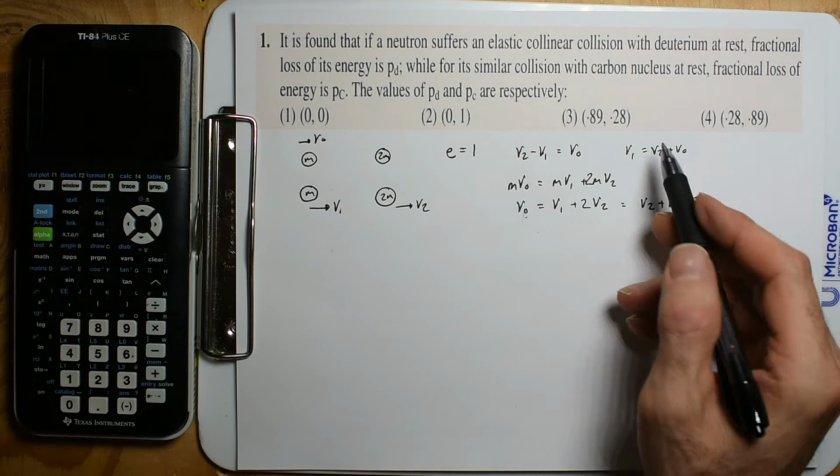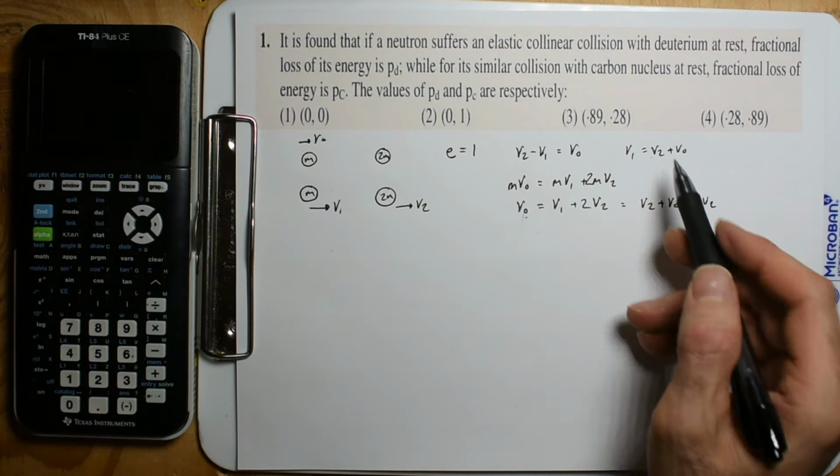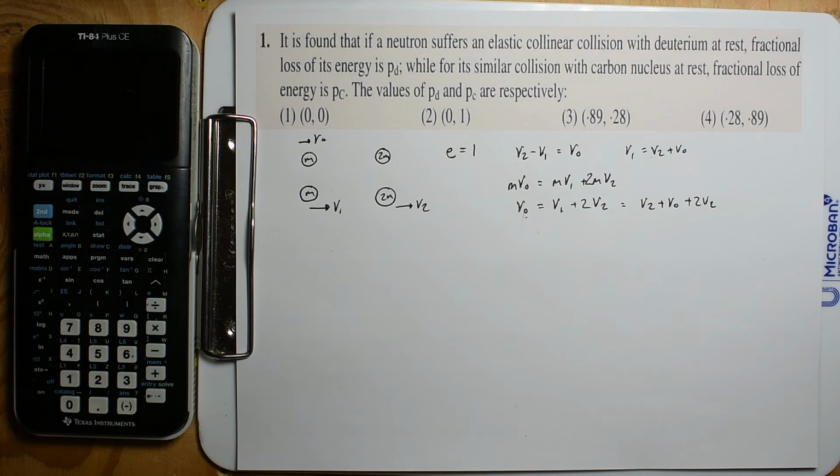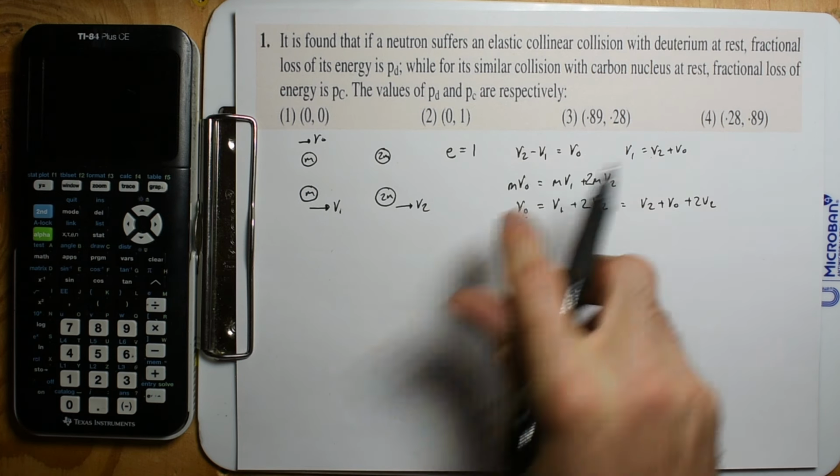I feel like I'm making a mistake here. Because v1, never mind. Yeah, if we solve for v1, that's going to be v2 minus v naught. Sorry about that. I hate negatives. Because if I'm solving for v1, I've got to go to this side and subtract that side, v2 minus v naught. Okay, and then we throw this one into this equation, and we get v2 minus v naught plus 2v2.